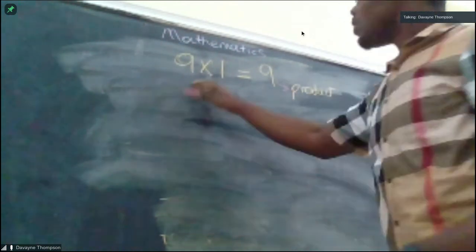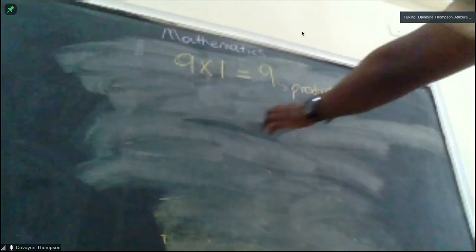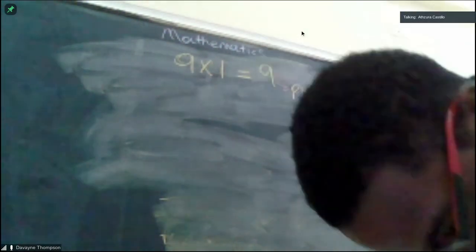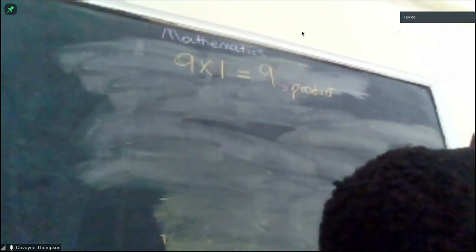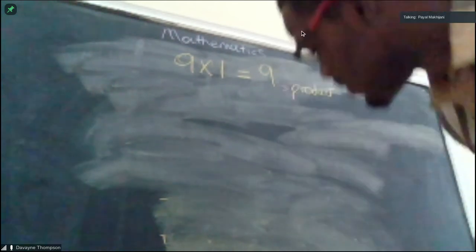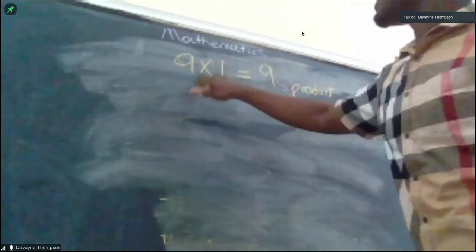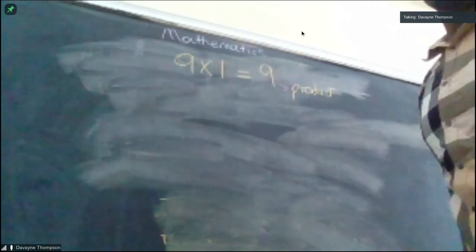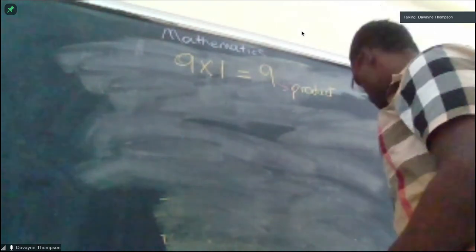However, what do we call these two numbers here? Quickly, one person tell me, what do you call these two numbers now? Factors. Right. Alright? So when you have two numbers that can multiply to give you another number, they are called factors of that number.